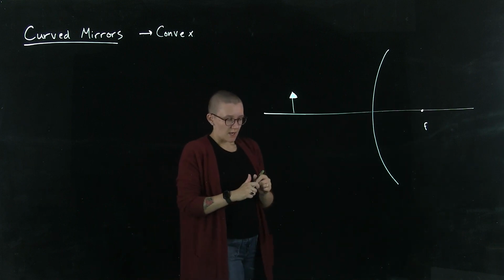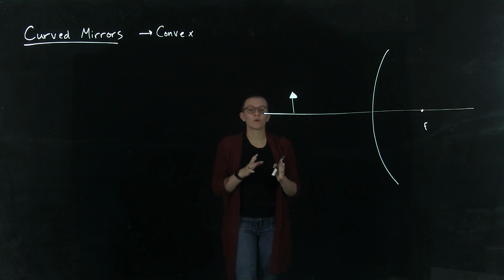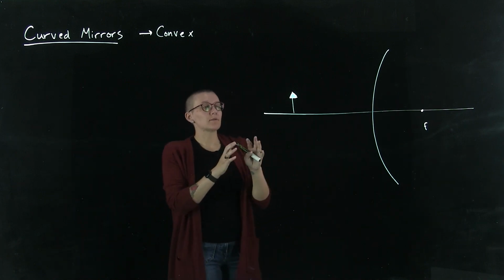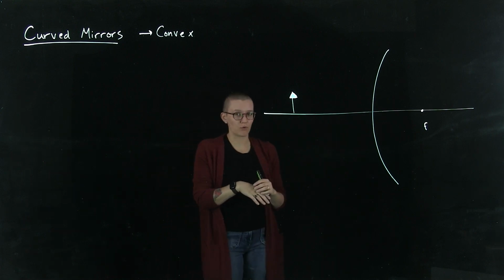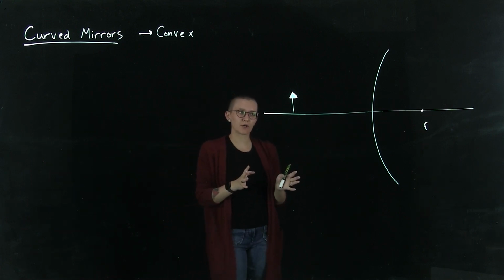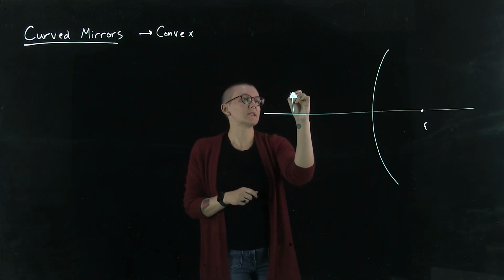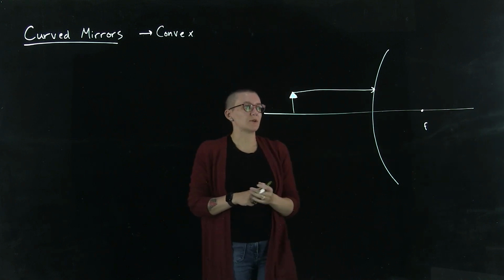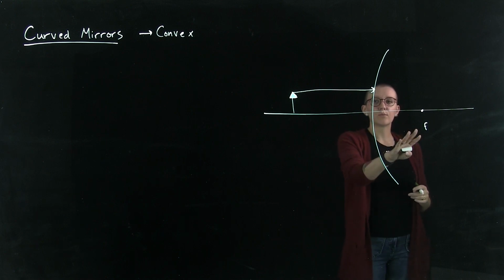Okay, so in a similar way as the concave mirror, we are going to also assume that we are sitting in the parabolic region of the mirror. So any light rays that come in parallel to the optical axis will be reflected through the focal point. And it looks slightly different for a convex mirror, but we're going to see that now.